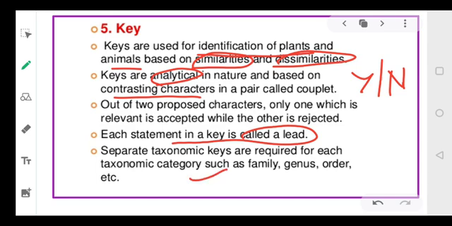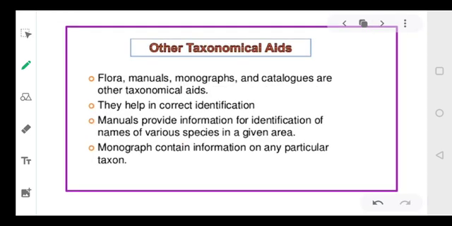And separate taxonomic keys are used for separate categories. Keys will be different for each category, like family, genus and order, because the characteristics will be different. So we use different keys for different purposes and for different organisms. Other than this, we can use different aids or helps.